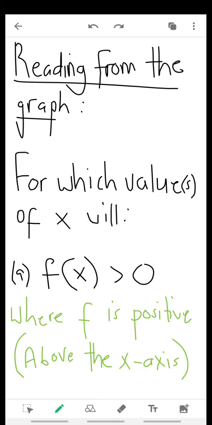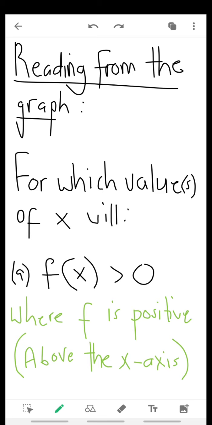Remember, your critical values cannot be included because at the critical values, that's where the function is equal to 0. That's where the y values are equal to 0. So where the function is equal to 0, the values there are neither positive nor negative. And what we're saying there is the function is actually at its x-intercepts.